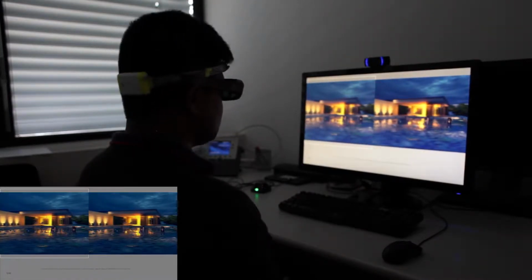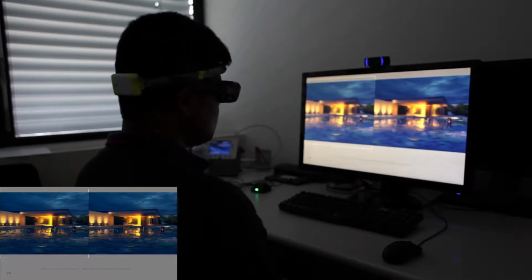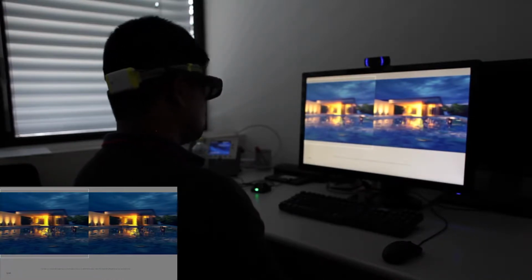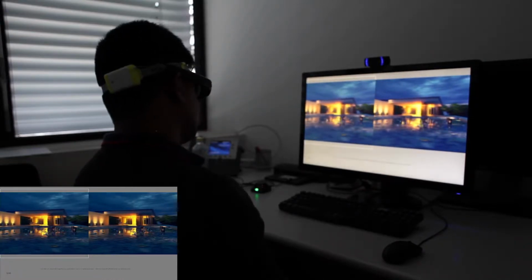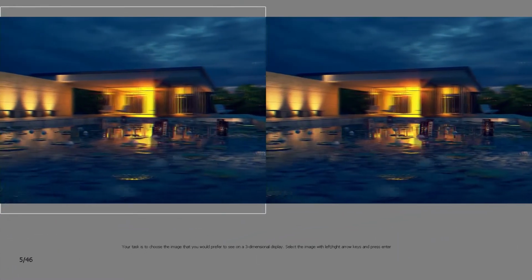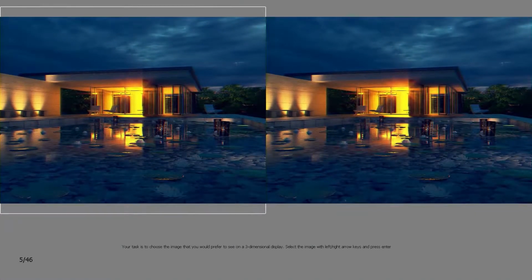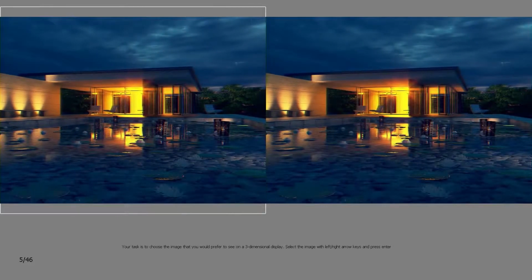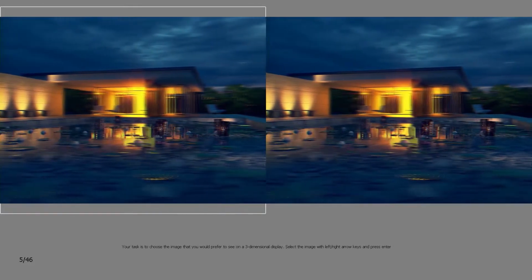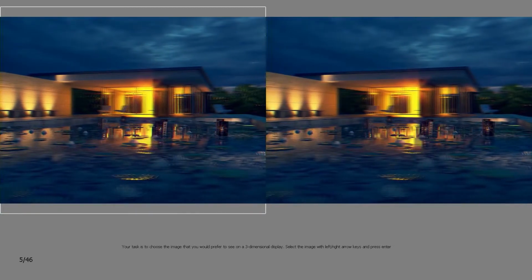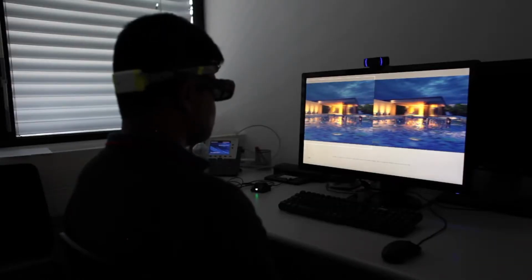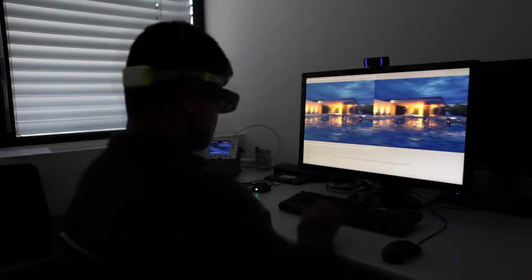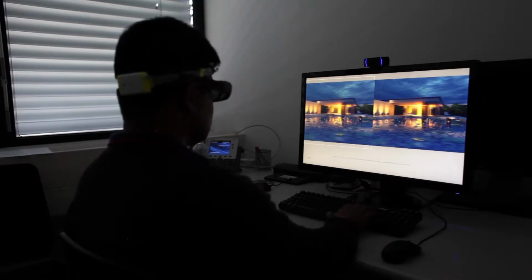Each stimulus is a pair of light fields taken from neighboring severity levels of the same distortion type. In each trial, the participants were shown a pair of light fields side by side, and the task was to indicate the light field that a user would prefer to see on a three-dimensional display. Participants were given unlimited time to investigate the stimuli.